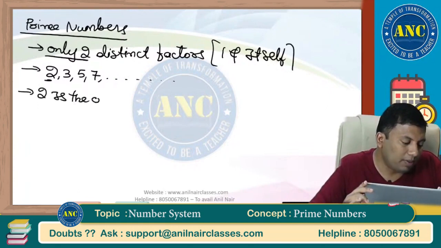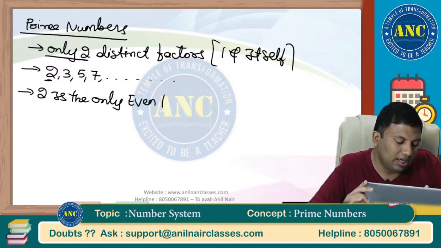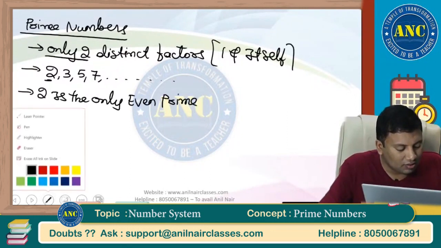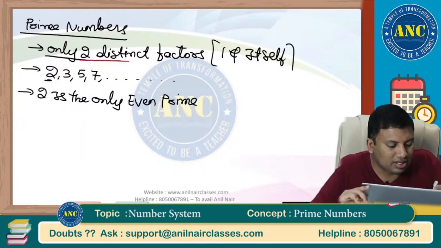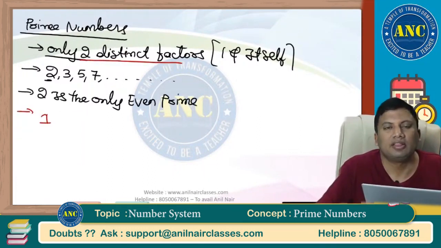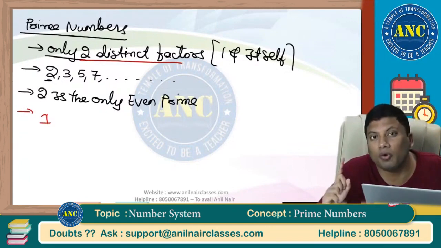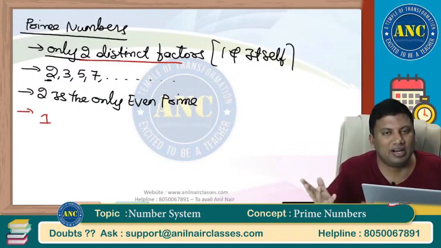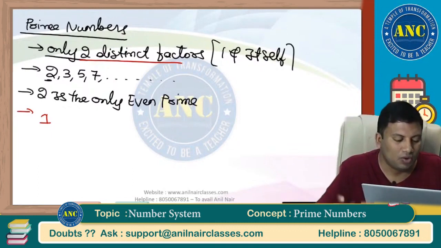The only prime number which is even is 2. A prime number is a number which has only two distinct factors. Suppose, for example, I take 1. The natural number 1 has only one factor, that is 1 itself. 1 into 1 is 1. Only one factor it has got.